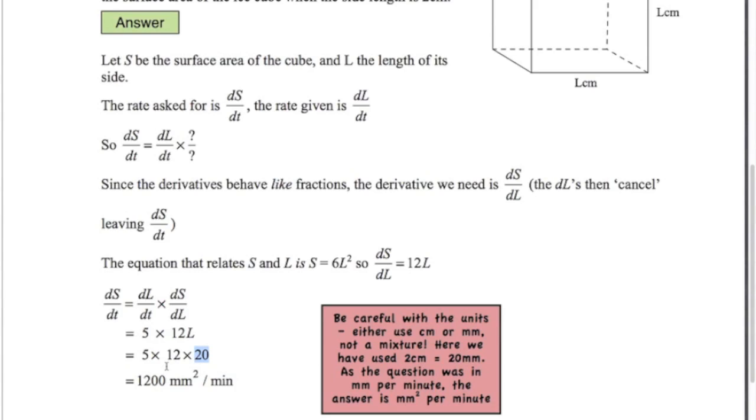So multiplying these out, we get 1200 millimeters squared per minute. Notice the units, because we're talking about surface area, the units are millimeters squared per minute. I mean, you could change that if you wanted to centimeters squared per minute. You'd have to just divide by 10 twice, so it'd be 12 centimeters squared per minute if you want to, but I'd advise you just to stay in the original units of the problem.